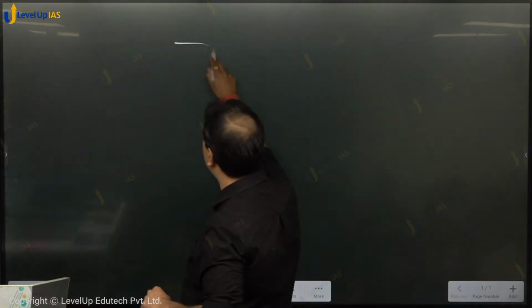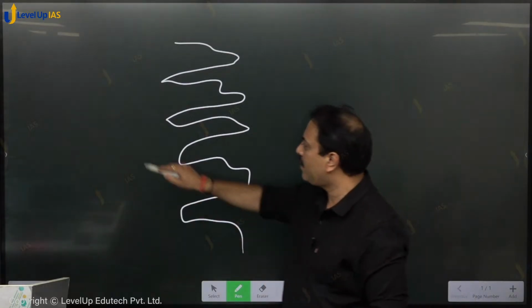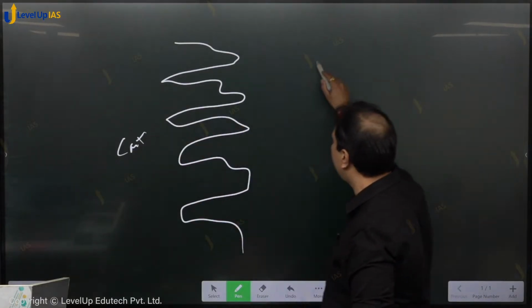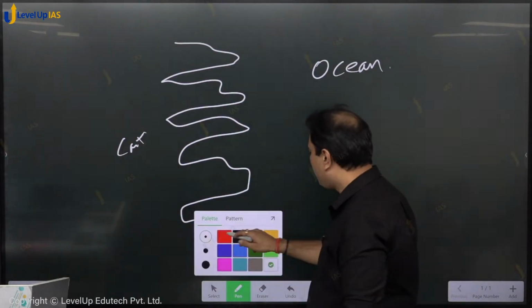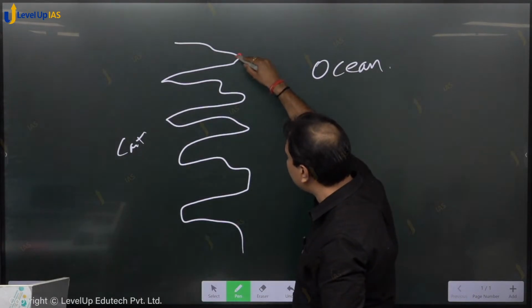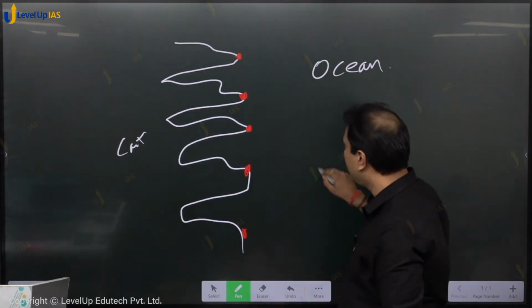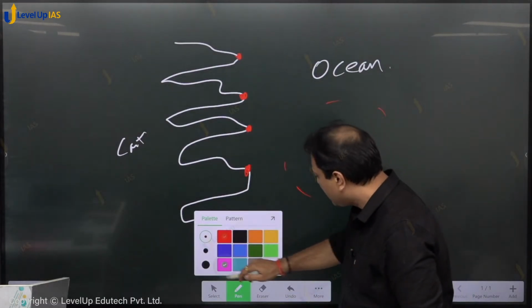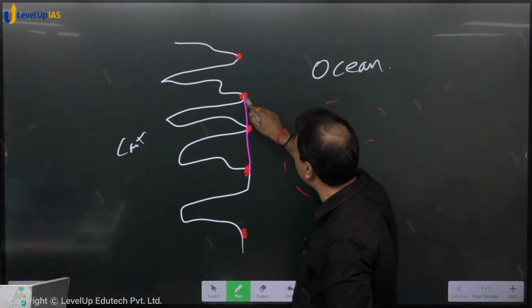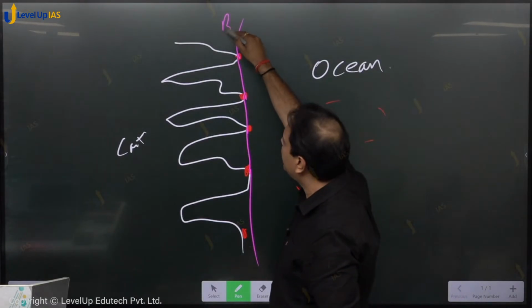Suppose we are having a coastline like this. Here you are having the continent and here you are having the ocean, right? Then the projected tips are selected. These are the projected tips of the continental landmass. Here there is water. These projected tips are joined by almost roughly straight lines, and this is called the baseline.